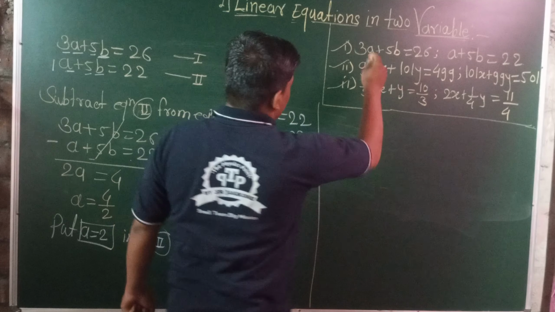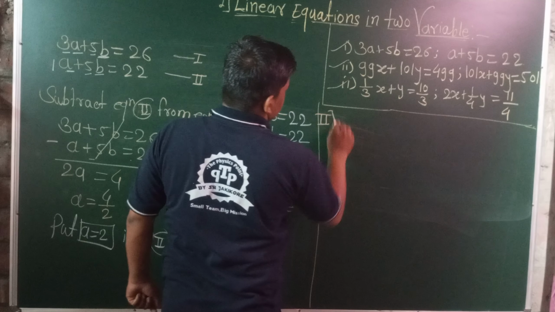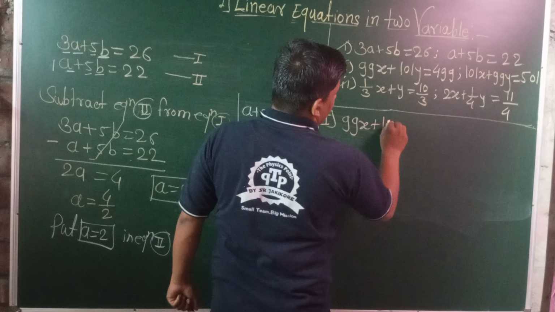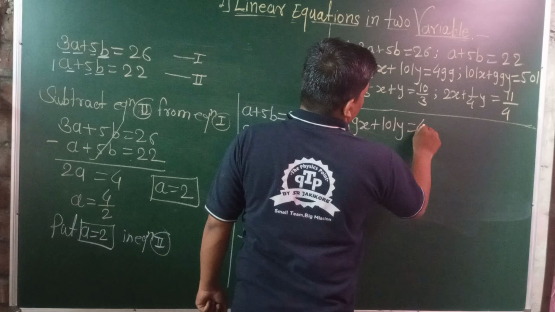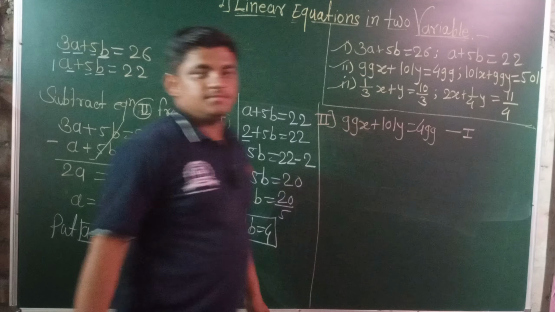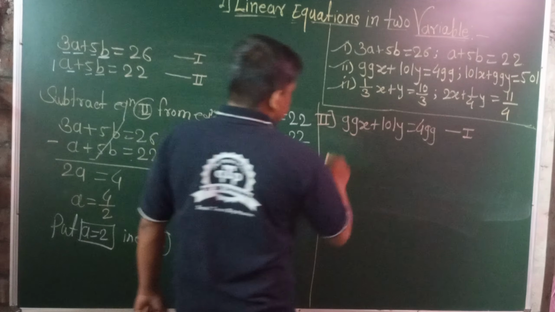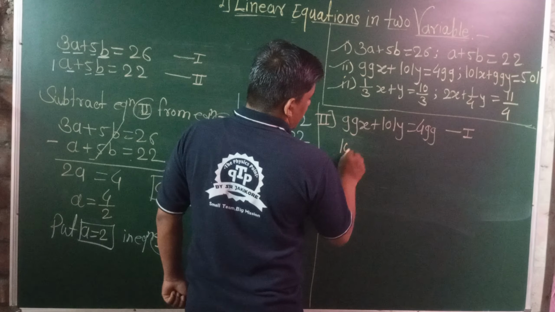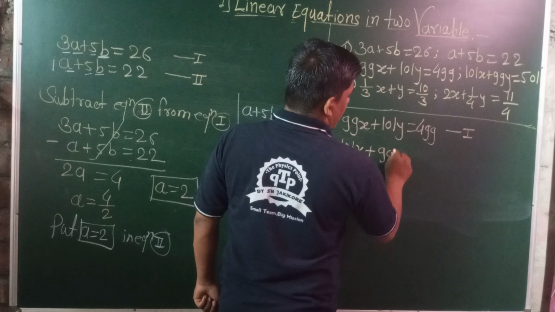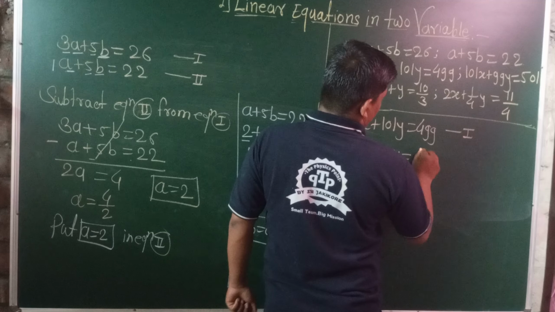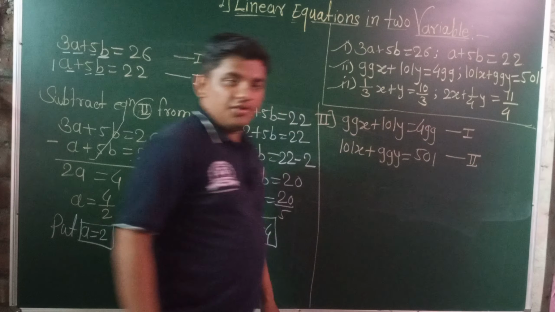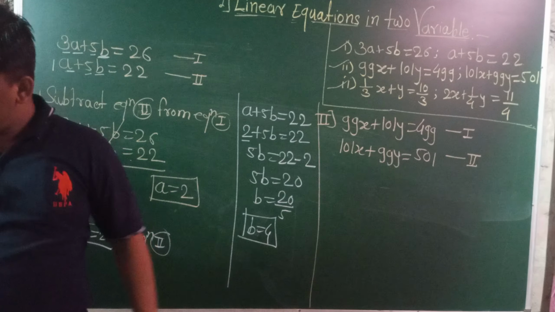Then problem number second. The first is 99x plus 101y equal to 499. This is equation number 1. Second, 101x plus 99y equal to 501. What can we do to solve these equations?